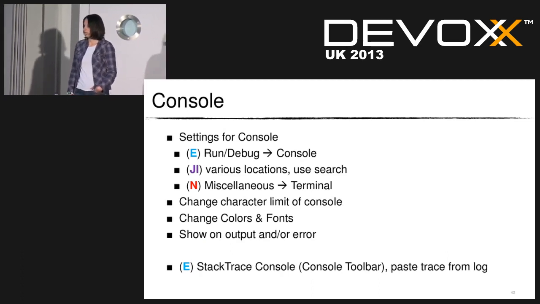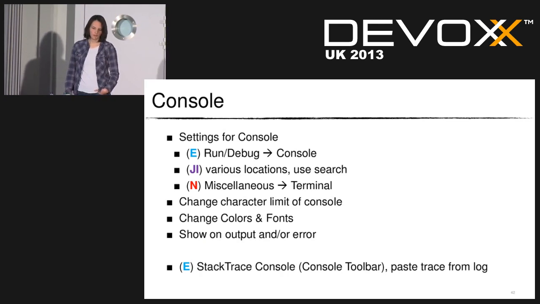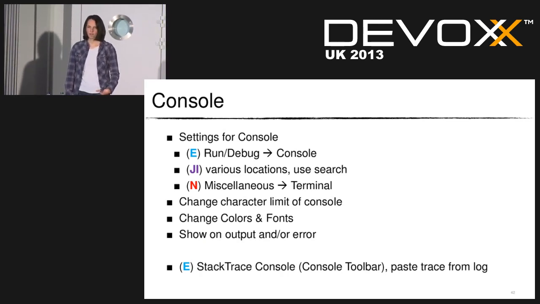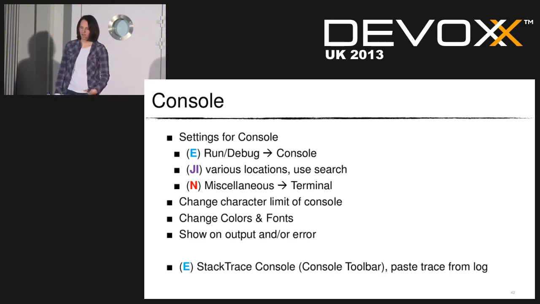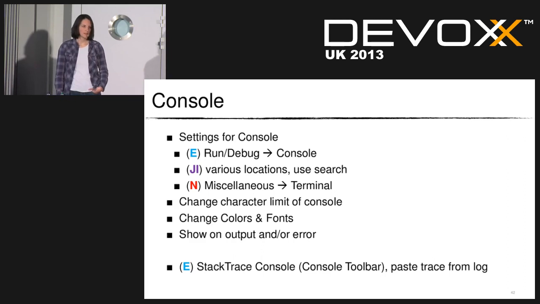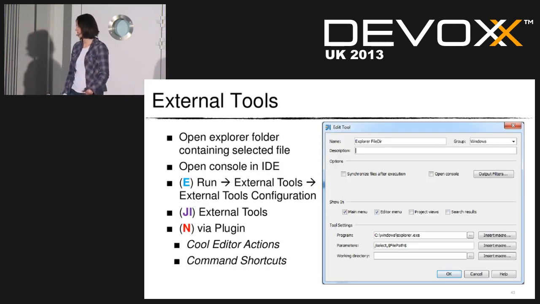Then we have our console window to see the output from our application. You might want to change the character limit of the console, because it usually doesn't have as much output as you might need. And you can also set it up to show automatically if an error is written to the console window. In Eclipse, there's also a stack trace console window, which you can find in the toolbar of the console. If you open this up, you can paste in stack traces of log files, for example, and it will do all the highlighting which you're used to in the normal console.